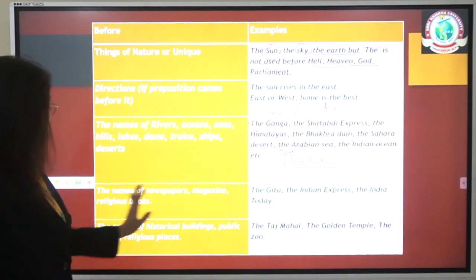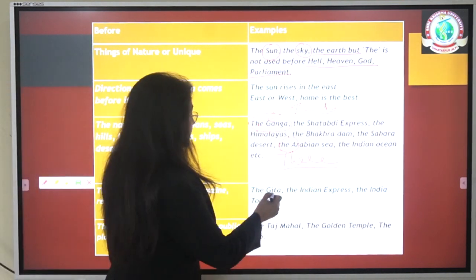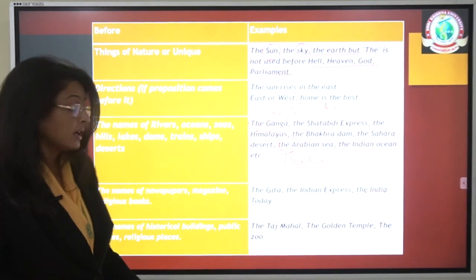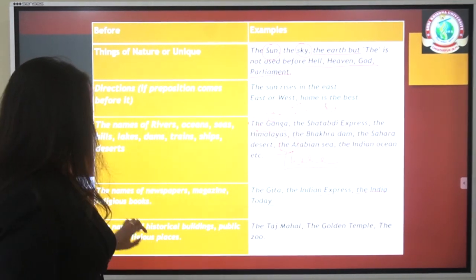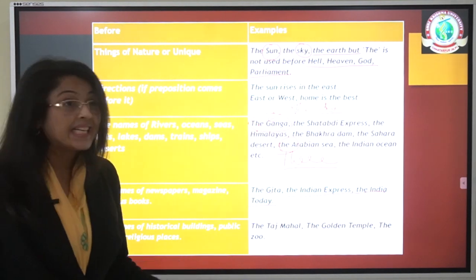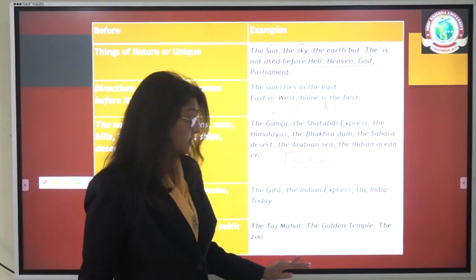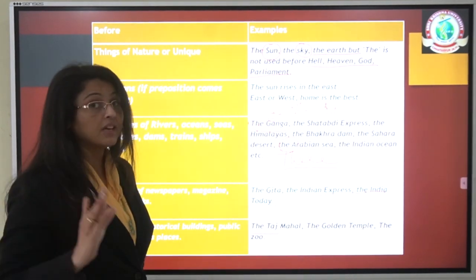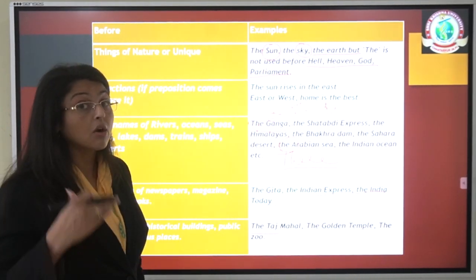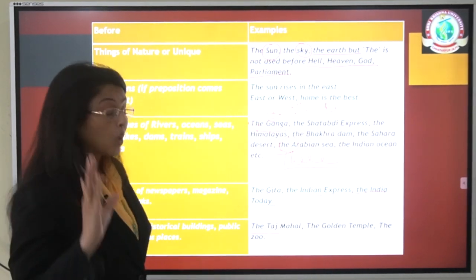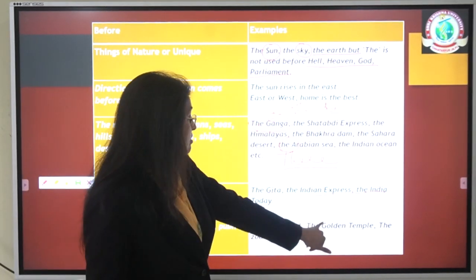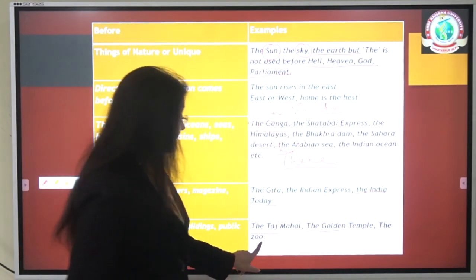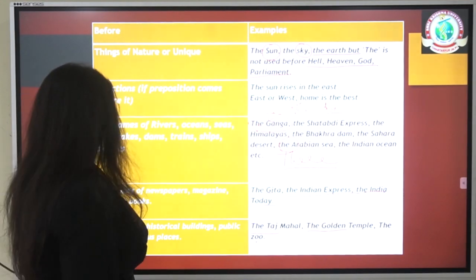The names of newspapers, magazines, religious books: the Gita, the Indian Express, the India Today. I hope you are getting the difference. The names of historical buildings, obviously: the Eiffel Tower. You will not say "a Eiffel Tower", the Taj Mahal. Eiffel starts with the letter E as well as a vowel sound. The Golden Temple, the sound is a consonant, so it is not a vowel, hence the Golden Temple, and the zoo. These are a few examples here.